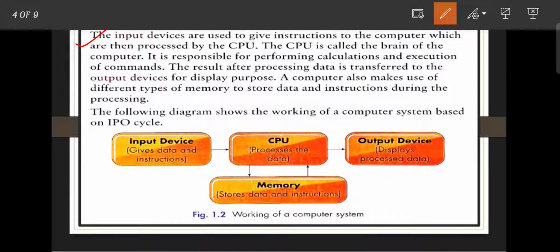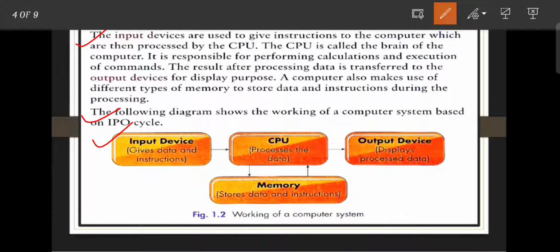A computer also makes use of different types of memory to store data and instructions during the process. And this is the diagram. This diagram shows the working of a computer system based on IPO cycle. So first is input devices. We give instruction to the computer by using these input devices: keyboard, mouse, scanner, joystick, etc.